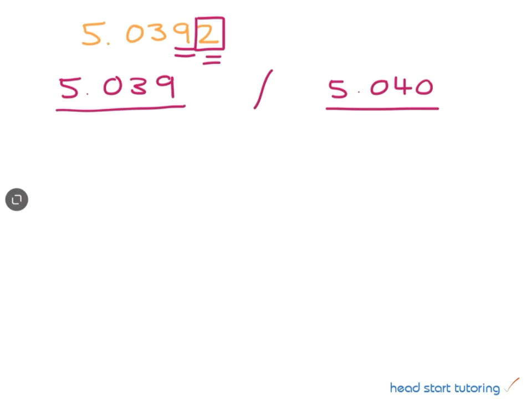or greater. But because our 2 10 thousandths is less than 5, rounding the number 5.0392 off to the nearest thousandth will give us an answer of 5.039, because our number is closer to 5.039 than it is to 5.040.